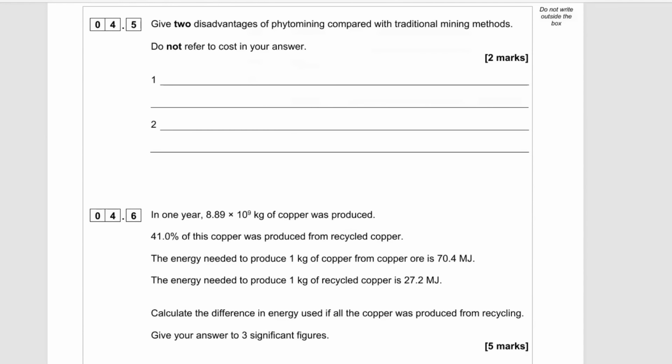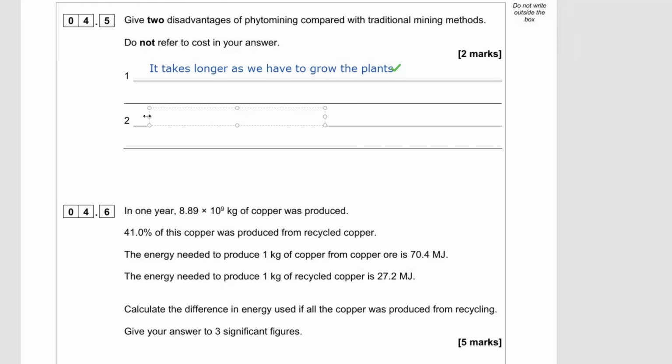We've got 4.5. Give 2 disadvantages of phytomining compared with traditional mining methods. Do not refer to cost. So 2 disadvantages of phytomining. It's going to take longer than traditional mining, because with traditional mining you just go down and smash the metal ore out of the rocks, out of the ground. Whereas with phytomining, you've actually got to plant the plants, allow them to grow, give them time to soak up the metal, and then you've got to burn them, mix the ash with the acid, and use electrolysis to extract it.